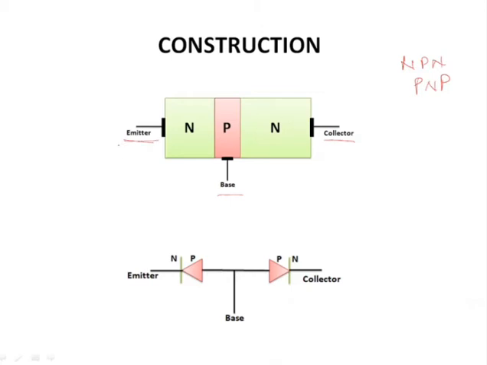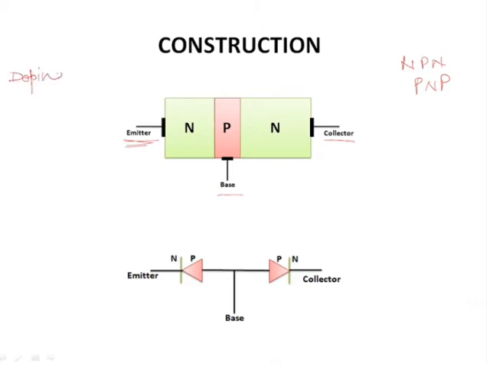Now from the name itself, it suggests that emitter will emit something. What does it emit? Since it is N-type doped, this means it has electrons in excess. So it will emit electrons, and collector will collect those electrons. Base is kept as thin as possible in order to maximize the transfer of electrons from emitter to collector.